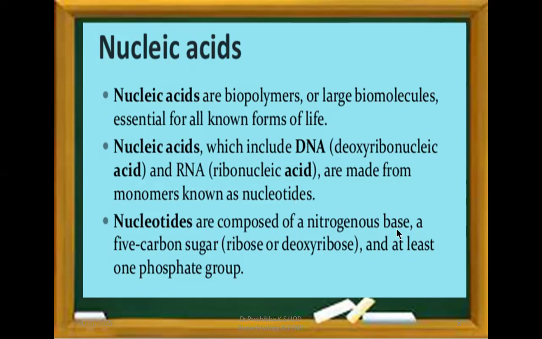Nucleotides are composed of a nitrogenous base, a 5-carbon sugar, ribose or deoxyribose, and at least one phosphate group. So if you get any question like what are nucleic acids, you can write this answer. I hope you're able to understand very clearly. So what are nucleic acids here? Nucleic acids are biopolymers, large molecules essential for all known forms of life. All right, please make a note of this about nucleic acids.